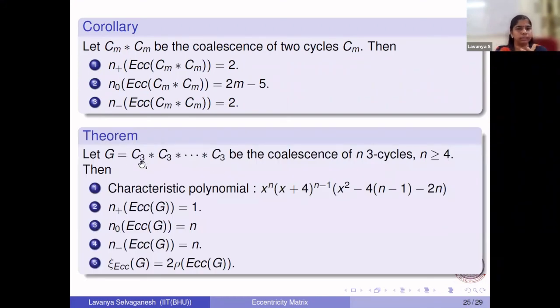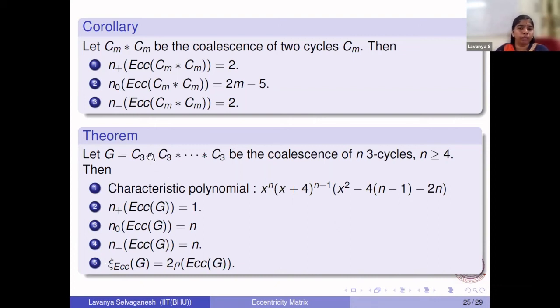When we look at C3, that is the coalescence of 3 cycles, that was a different case. We get that the characteristic polynomial for the corresponding ECC matrix was given by this nice looking expression. Here there is again only one positive eigenvalue, which is one of the roots of this quadratic expression. All the others are negative values, which is in fact -4 repeating n minus 1 times, and one more negative root of this expression, and all the others are 0. From here we can immediately conclude that there is only one positive eigenvalue, n negative eigenvalues, and n zeros. Since there is only one positive eigenvalue, we also find that the eccentricity energy is twice the spectral radius.